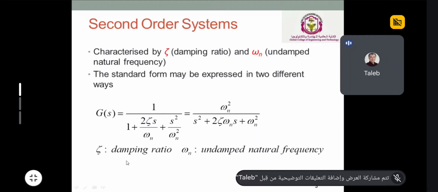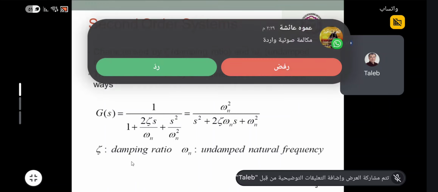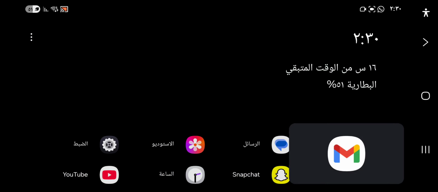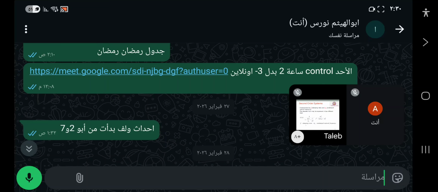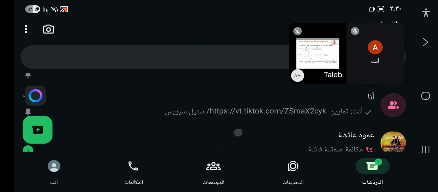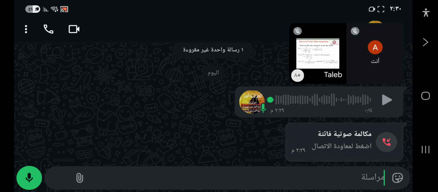So zeta is damping ratio, the rate of damping. Omega n is the natural frequency or undamped natural frequency. So if you say natural frequency, it's okay. Simply natural frequency. Because frequency happens when we have damping. If we don't have damping or over damping, there is no frequency or oscillations. Okay, so these equations are the way that we find the output.